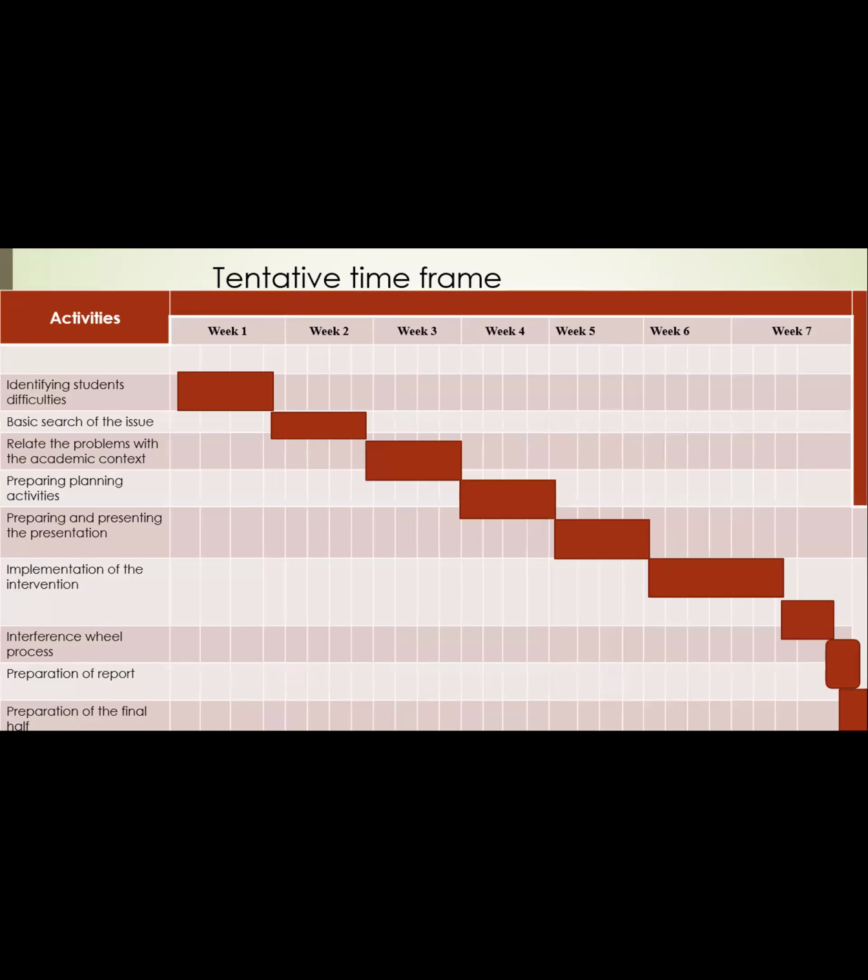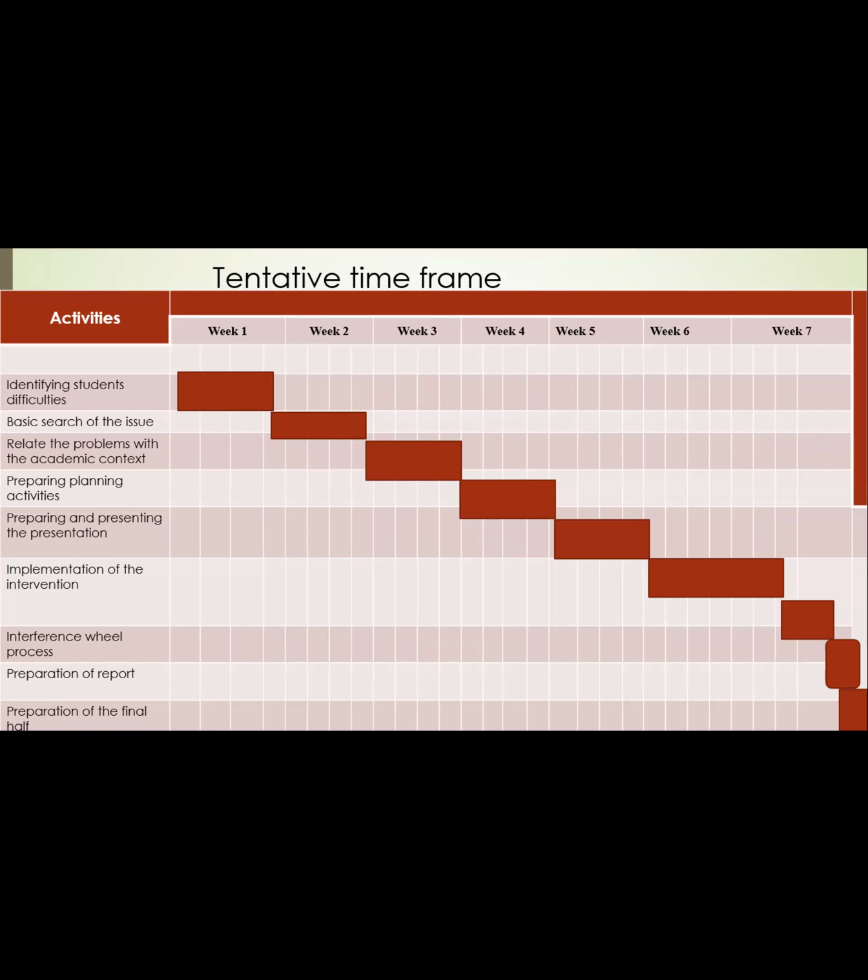Tentative time frame. Identifying students' difficulties in week 1 and week 2, basic research of the issue. Week 3, relate the problems with the academic context, preparing and planning activities, preparing and presenting the presentation, implementation of the intervention, intervention process, preparation of report, preparation of the final report.